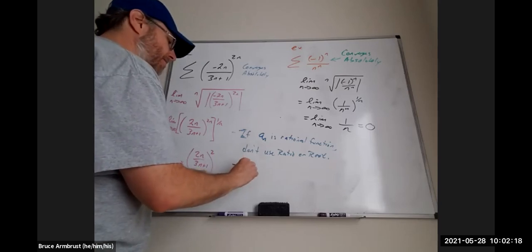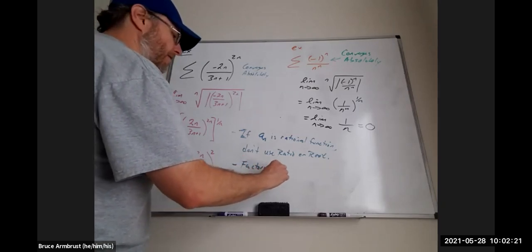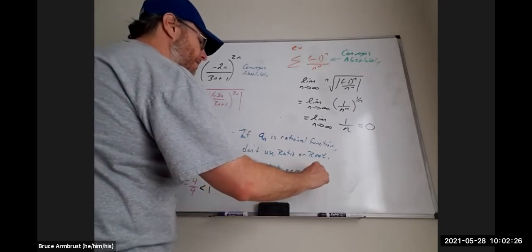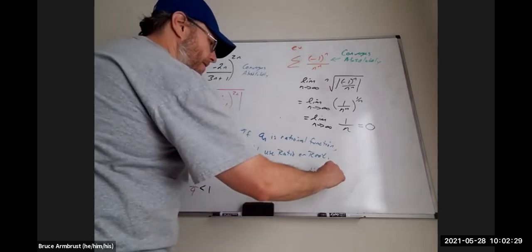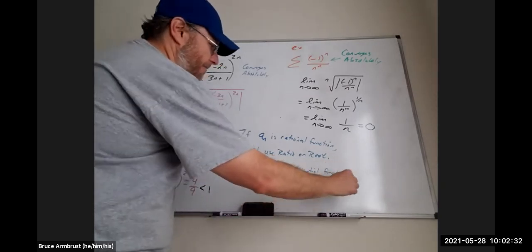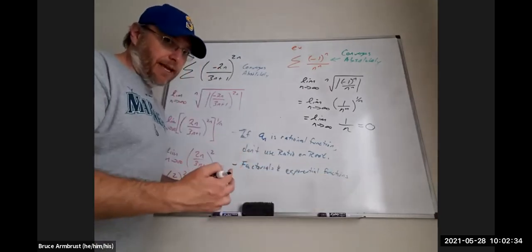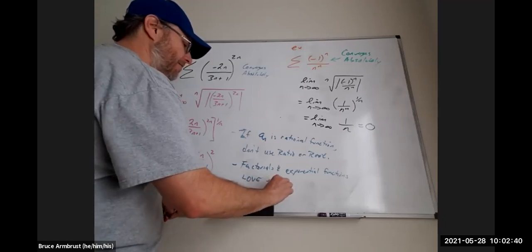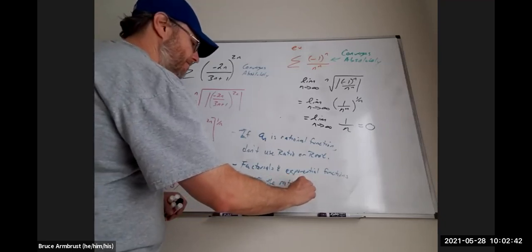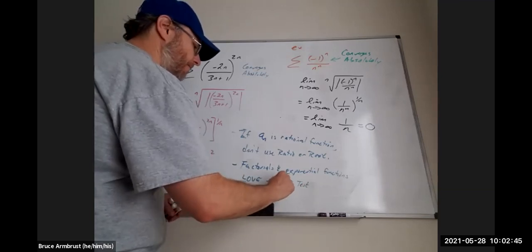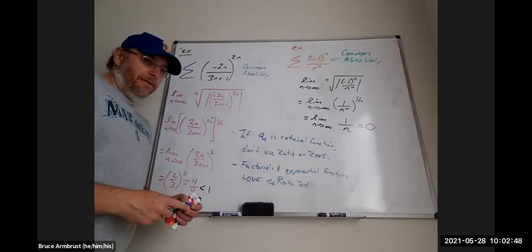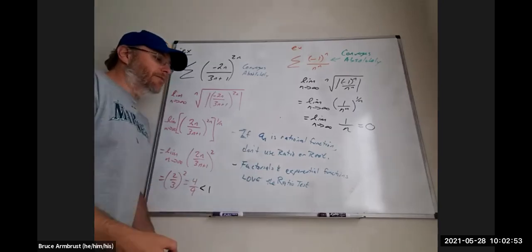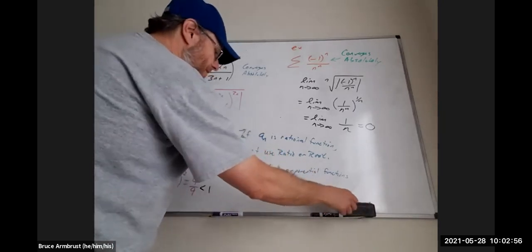Factorials and exponentials, and I mean literally exponential functions, a to the n, where a is a constant, these guys love the ratio test, because all kinds of stuff cancels out. It will be really easy to do. So that's the kind of form that's going to push you towards the ratio test.